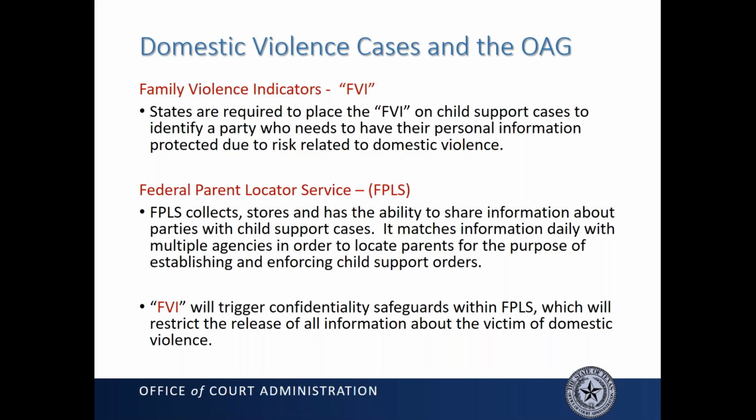It is the service that collects and stores information and has the ability to share information about parties with child support cases. It matches the information daily with multiple agencies in order to locate parents for the purpose of establishing and enforcing child support orders. This is the locator service that finds where a non-custodial parent is working so that child support can be enforced. When the OAG has indicated that a case is FVI, that will trigger confidentiality safeguards within the FPLS, which will restrict the release of all information about the victim. So home address, emails, phone numbers, all of that will be safeguarded.